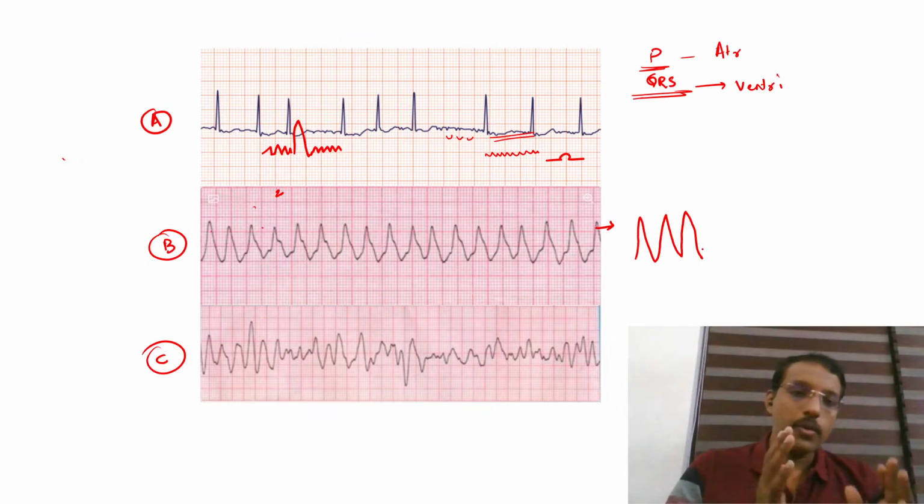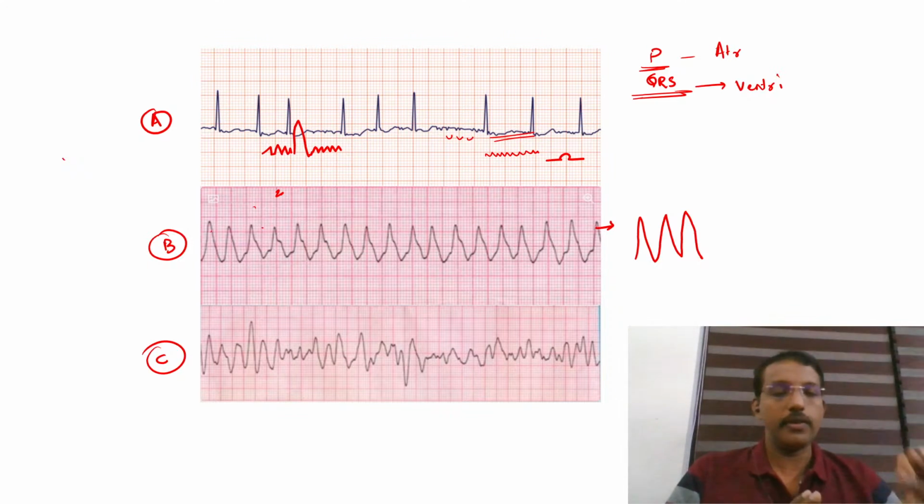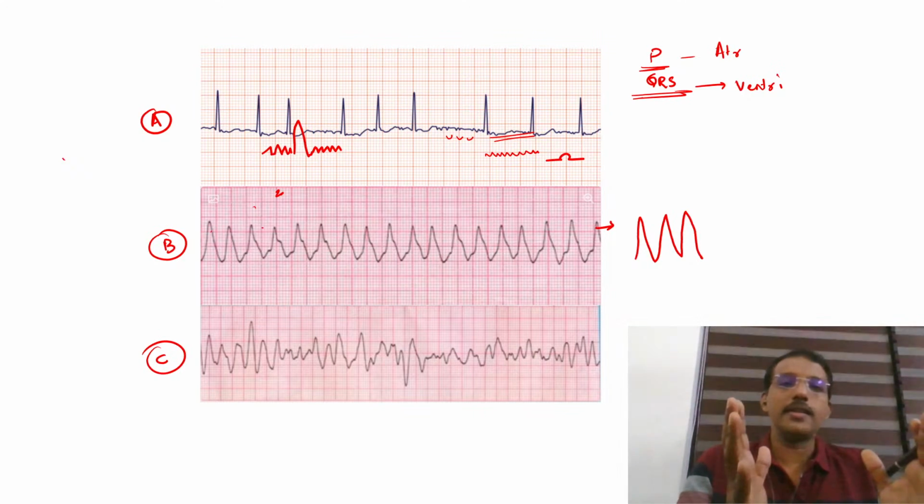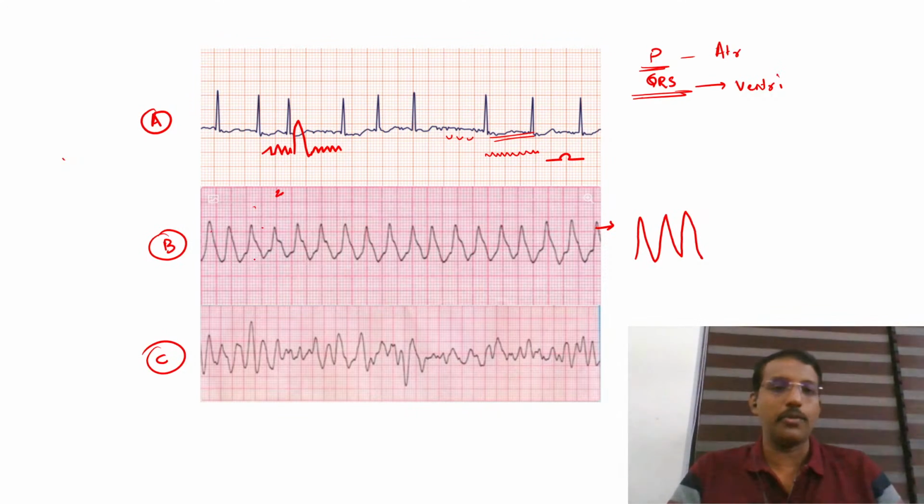Now, when the QRS complex is narrow, it is usually a supraventricular tachycardia. A narrow QRS complex with a higher rate is supraventricular tachycardia, while a broad QRS with a higher rate is ventricular tachycardia. Now, the question is, what is the first thing you have to do when you have such a B kind of ECG? The first thing is to check for pulse.